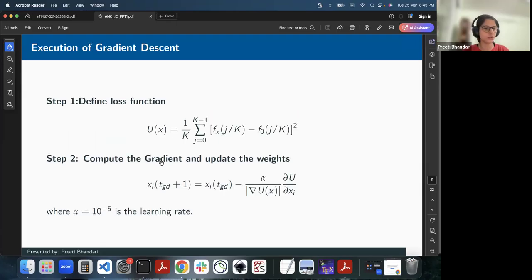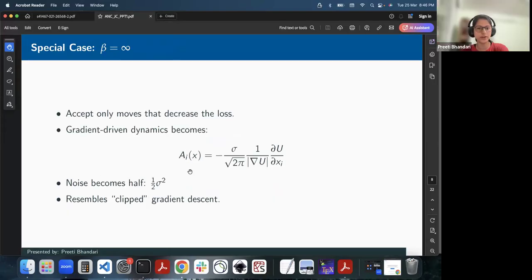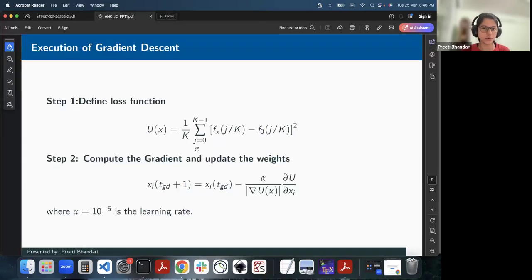Now you define your loss function. First is the gradient descent calculation. You define your loss function, and then you calculate your gradient. Here, as I said before, this is first the beta equal to infinity case. So when your beta is equal to infinity, you have defined your gradient function something like this. All right, so you use this here for your gradient descent calculation.